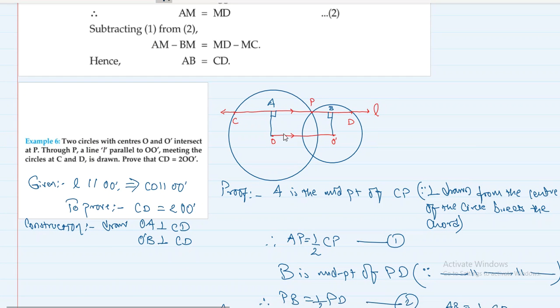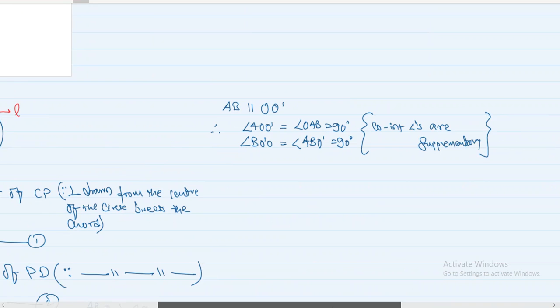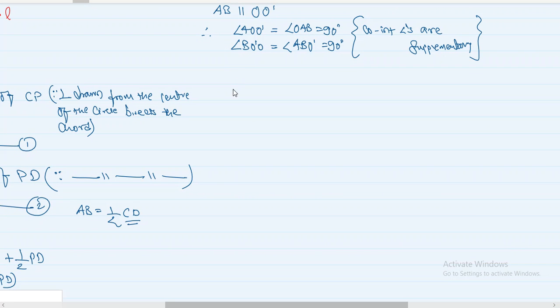See, AB is parallel to OO dash. That is given in the question. So these two angles are supplementary. So if this is 90, this has to be 90. So ABO dash O is a rectangle because all angles are 90 degree.